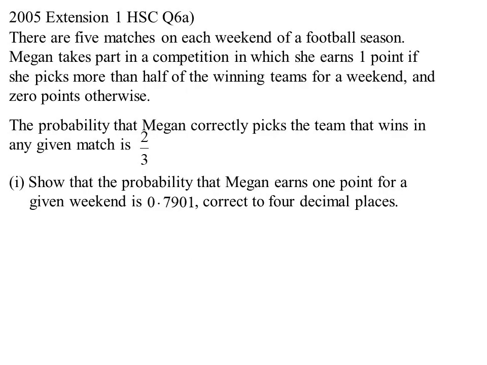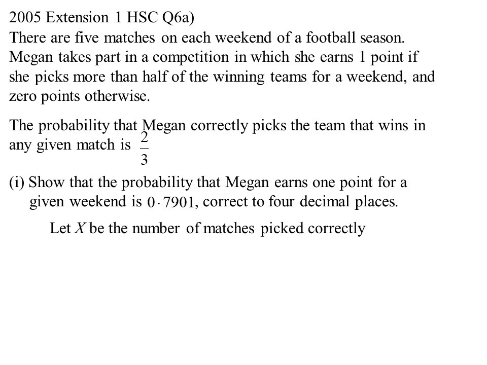Let's look at an HSC one. 2005. There are 5 matches each weekend of a football season. Megan takes part in a tipping competition. She earns 1 point if she picks more than half of the winning teams for the weekend and 0 points otherwise. The probability that she picks the correct team in any given match, obviously she is very good at tipping, is 2 out of 3. Show that the probability that she gets 1 point for a given weekend is 0.790, rounded to 4 decimal places there.